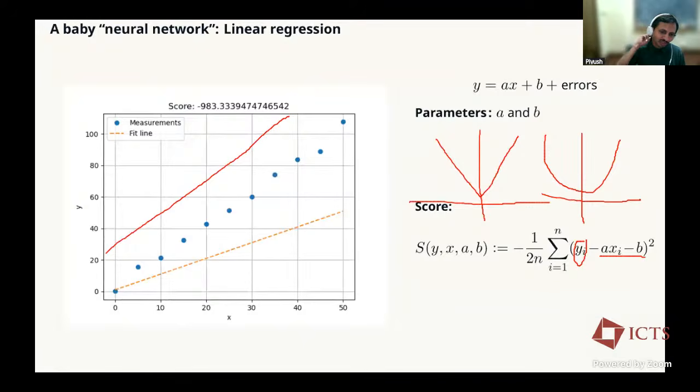Any questions so far? If not, I have a question. How many people have heard of the term derivative? Or at least, how many people have never heard the term derivative?